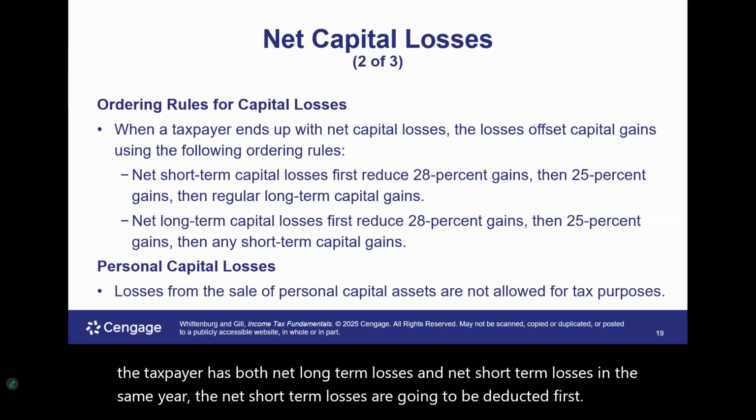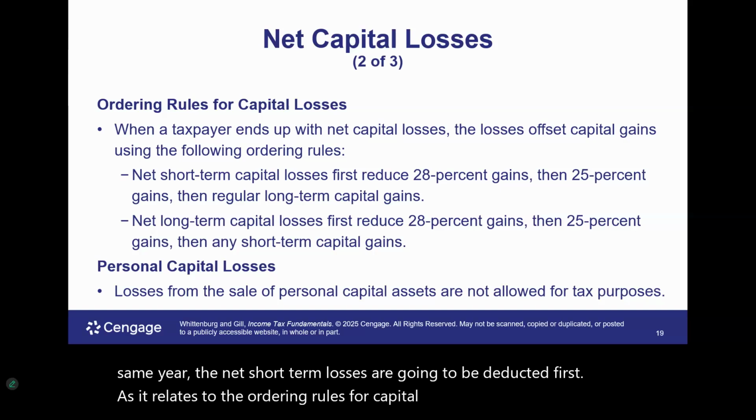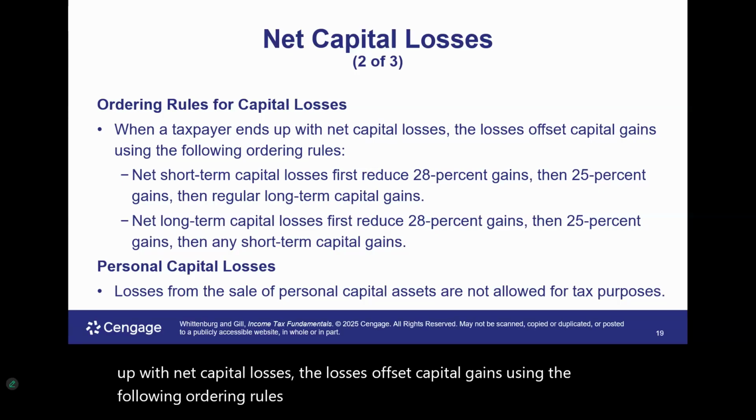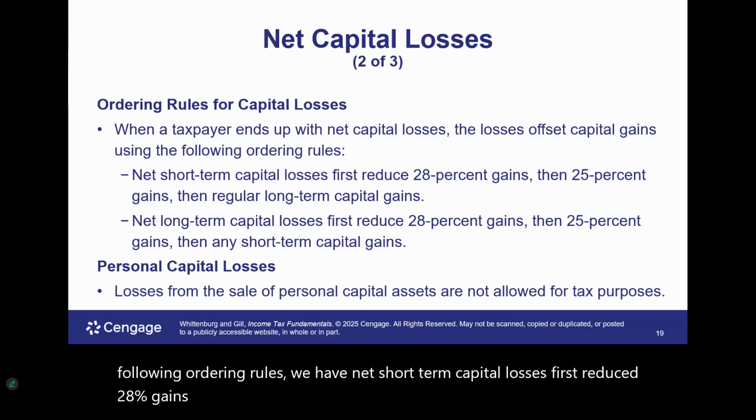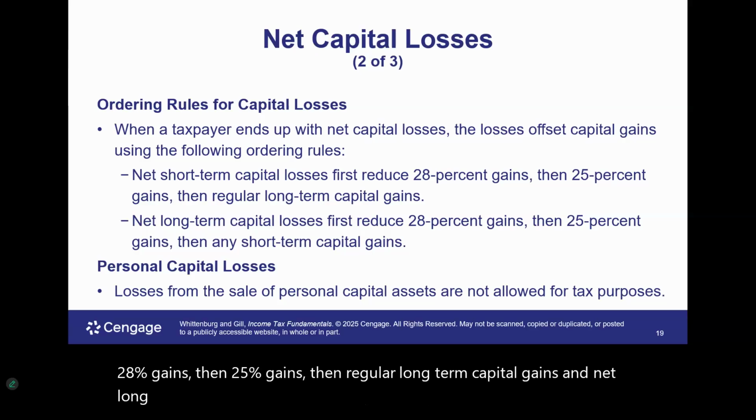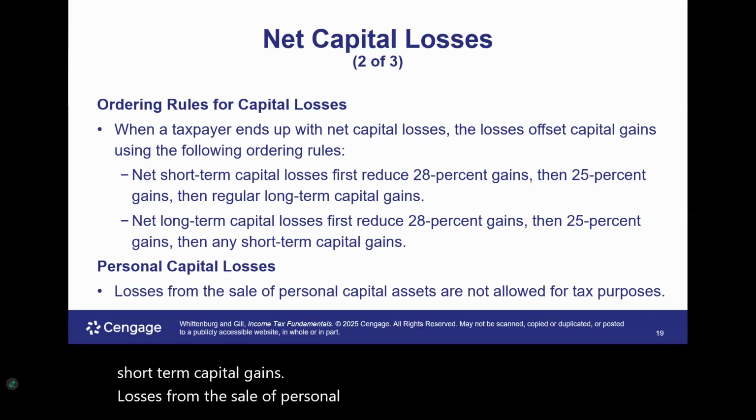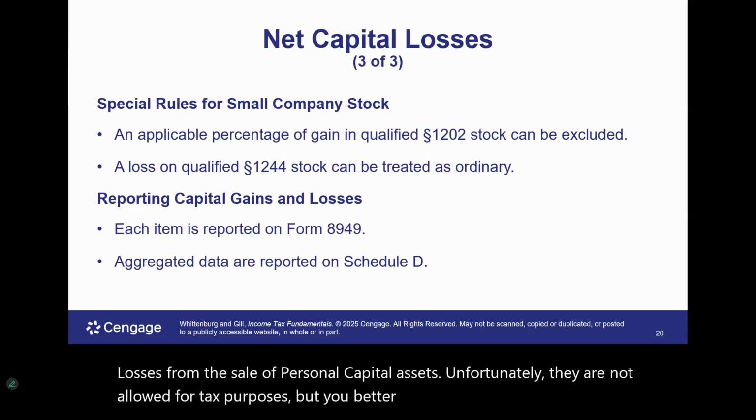As it relates to the ordering rules for capital losses, when a taxpayer ends up with net capital losses, the losses offset capital gains using the following ordering rules. Net short-term capital losses first reduce 28% gains, then 25% gains, then regular long-term capital gains. Net long-term capital losses reduce first the 28% gains, then the 25% gains, and any short-term capital gains. Losses from the sale of personal capital assets, unfortunately, are not allowed for tax purposes, but you better believe that the gains are taxable.